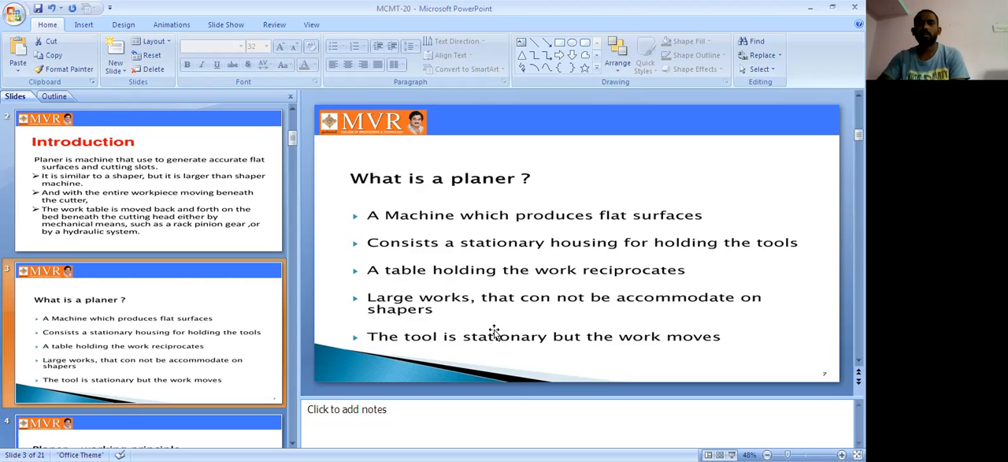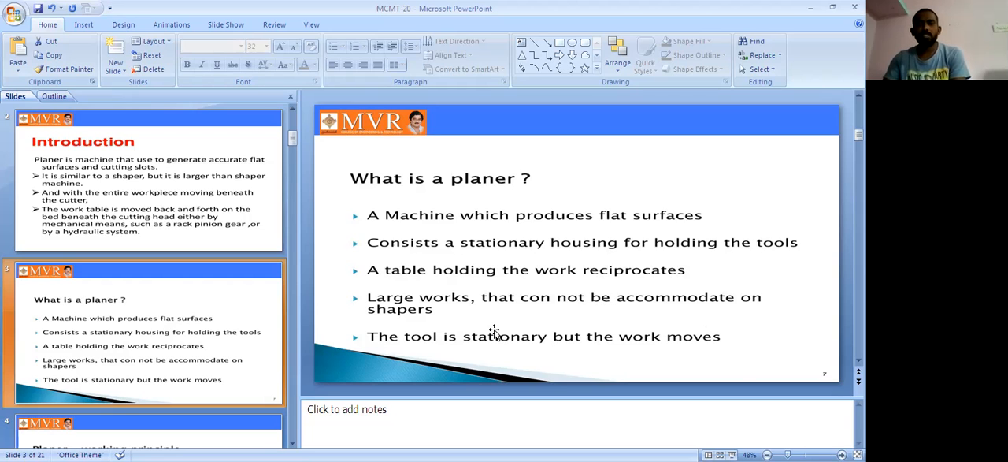So large work that cannot be done on the shaper. Planer and shaper are similar, but when it comes to the planer, large-sized parts can be machined in this type of planing machine.